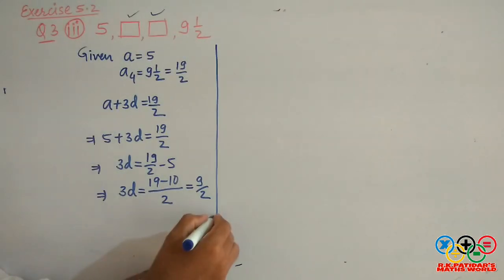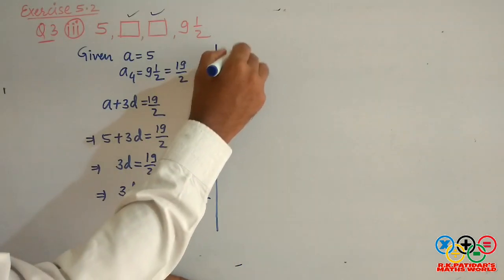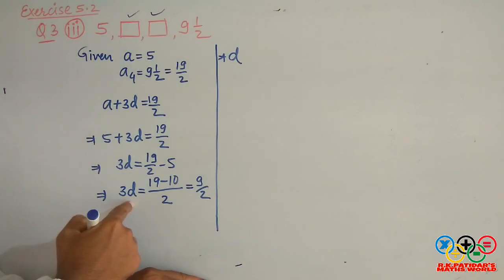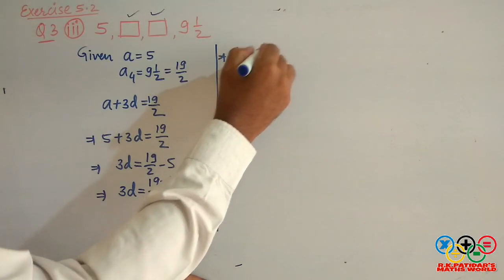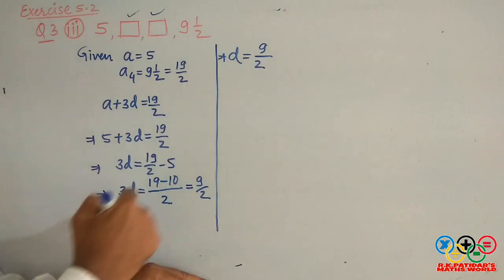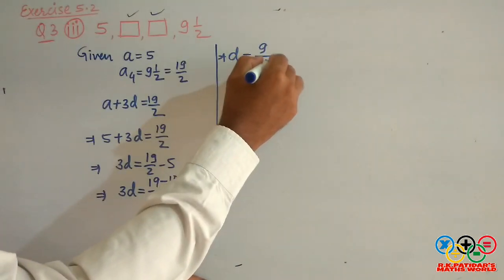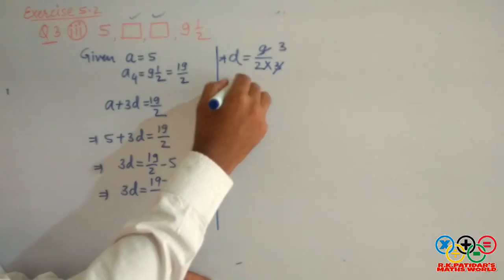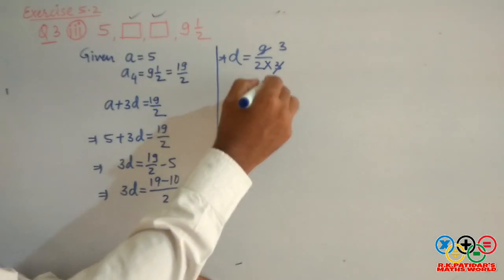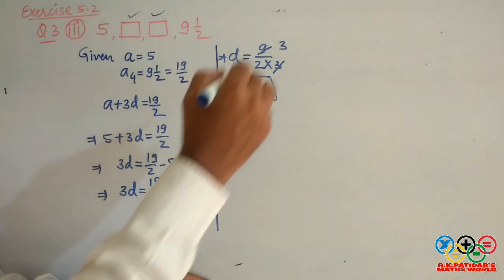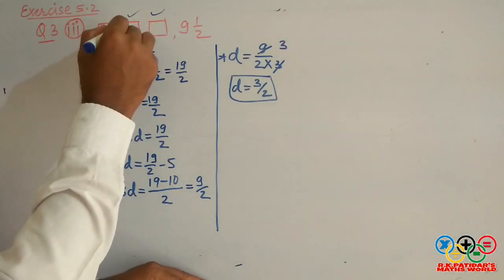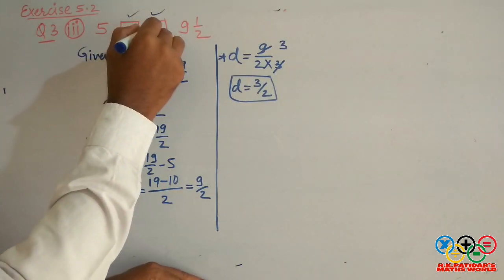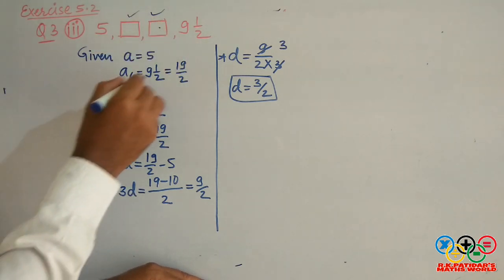This implies d is equal to what? 9/2, and since it was multiplied, it will be divided by 3 here. So it is 3 threes are 9. So finally the value of d is 3 by 2. Now what do we have to find out here? Second term and third term.